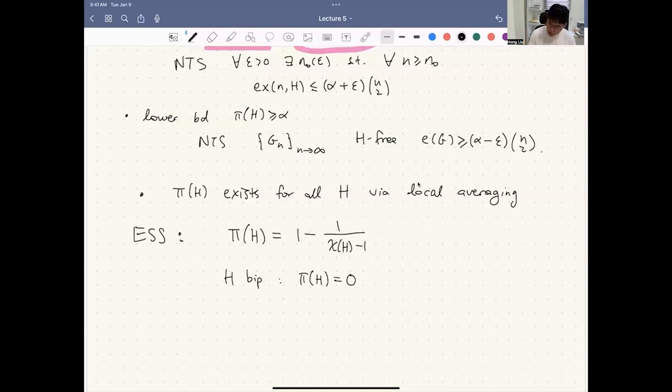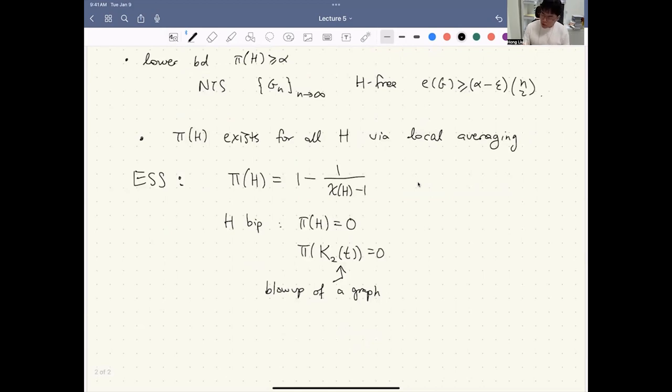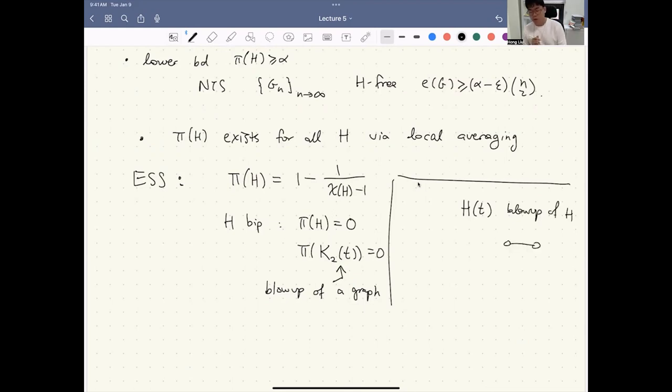In particular, we see that for the largest bipartite graph given the number of vertices, let me write K_{2}(t) is 0. So let me introduce this. This is the blow-up of a graph. So what is a blow-up of a graph? So if you have a graph H, I will write H(t) for its blow-up. Let's start with H equal to K_2. Then we blow up each vertex to an independent set of t vertices.